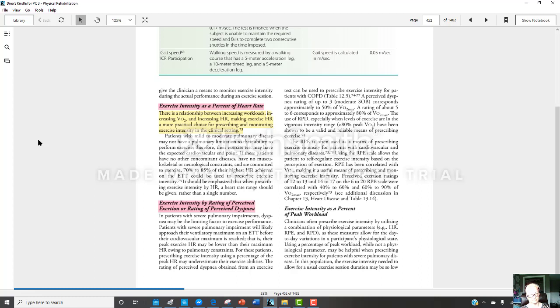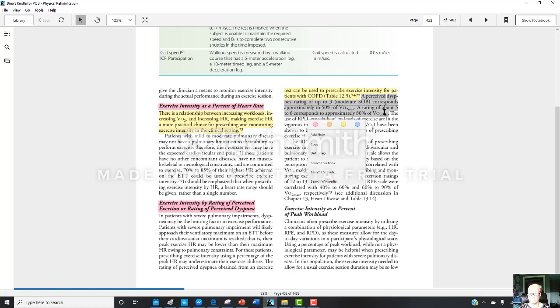The rating of perceived dyspnea obtained from an exercise test can be used to prescribe exercise intensity for patients with COPD. Table 12.5. A perceived dyspnea rating of up to 3, moderate shortness of breath, corresponds approximately to 50% of VO2 max. A rating of about 5 to 6 corresponds to approximately 80% of VO2 max. The use of a PD, especially when levels of exercise are in the vigorous intensity range, 80% peak VO2, has been shown to be a valid and reliable means of prescribing exercise.